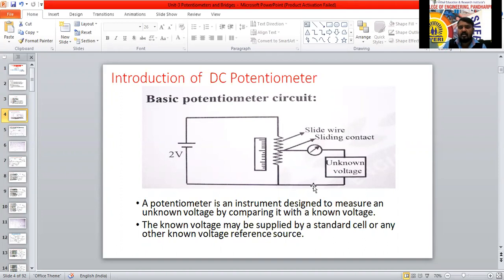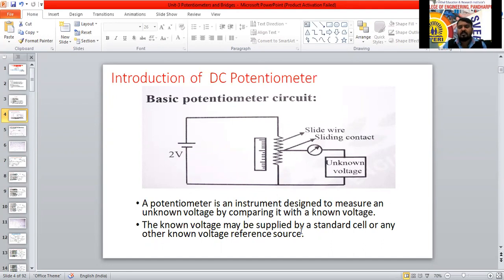For that reason only, potentiometers give accurate answers. For that reason, we use the potentiometer for measuring voltage, current, and all the things. Here a potentiometer is an instrument designed to measure an unknown voltage. The measured unknown voltage is compared with the standard voltage. We can provide the standard cell. Whether the same voltage is there or not, we can measure here. For that purpose we use the potentiometer.